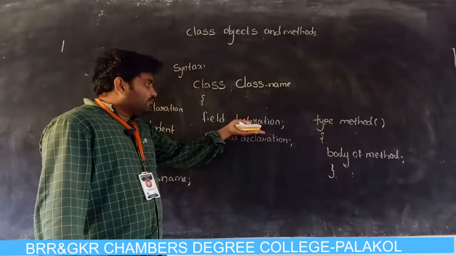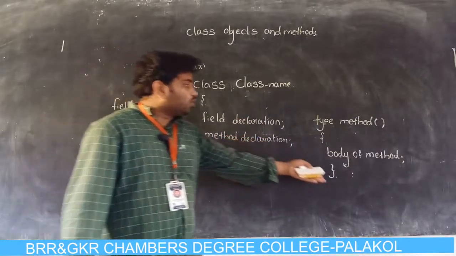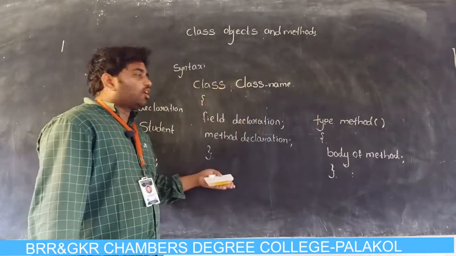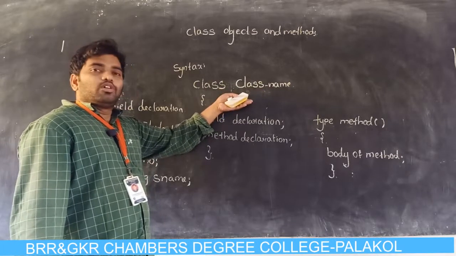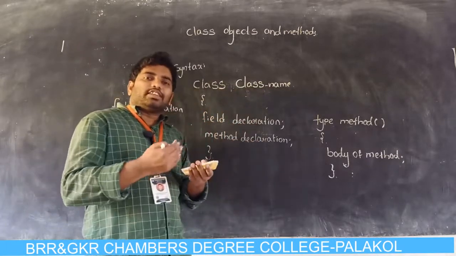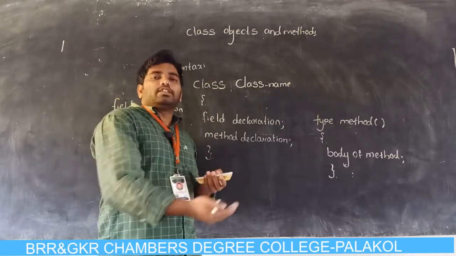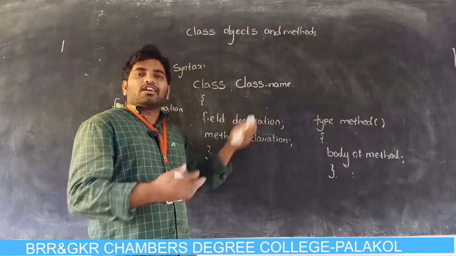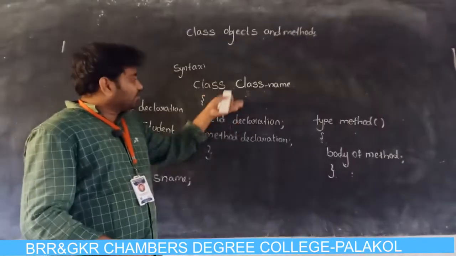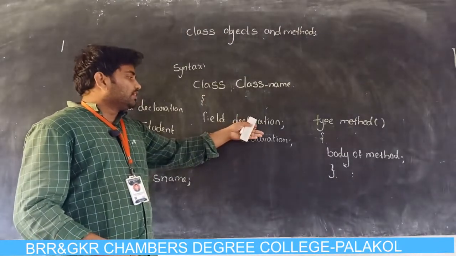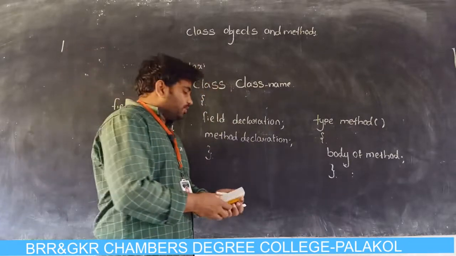How to declare the field declaration? How to declare the method declaration? Both are used within one block. This is nothing but the class. The class is a good example: you construct a building, you create a blueprint first, and after that you start the work. Class is nothing but a blueprint. Field declaration and method declaration are compulsory when creating a class.